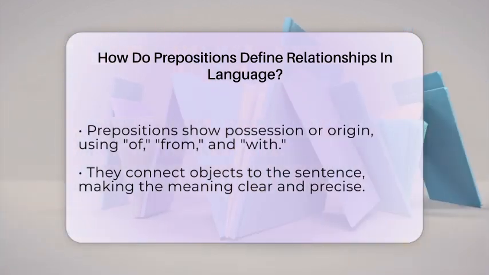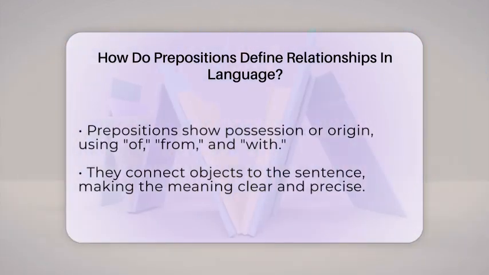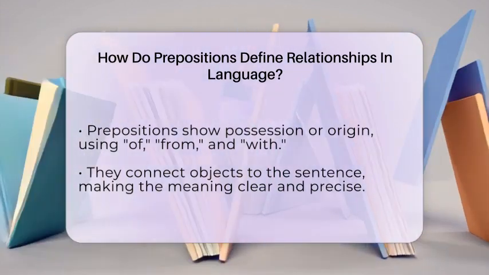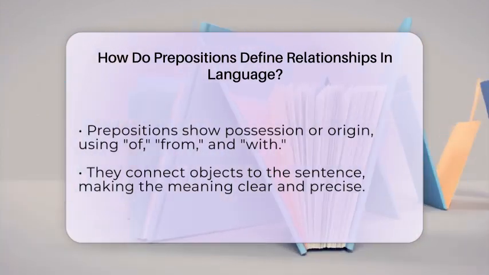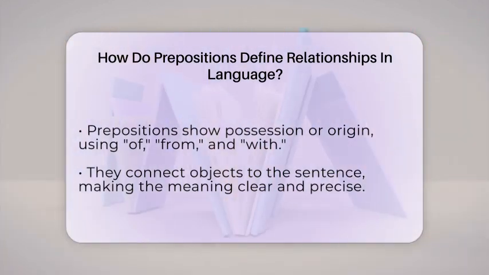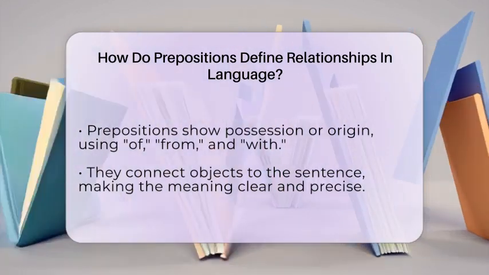Prepositions can also show possession or origin. Words like of, from, and with help us understand who owns something or where something comes from. For example, "a friend of mine" shows possession, and "he is from Canada" shows origin.